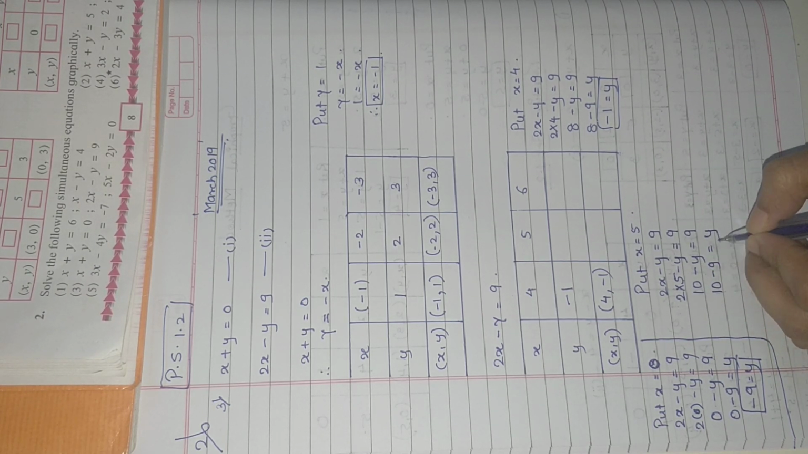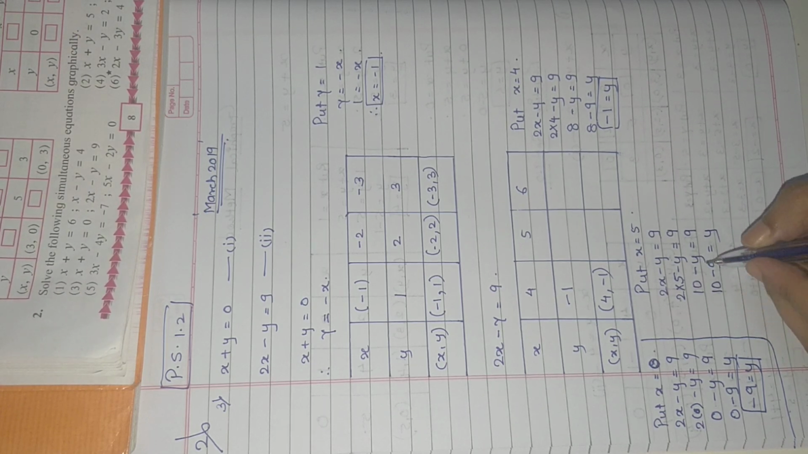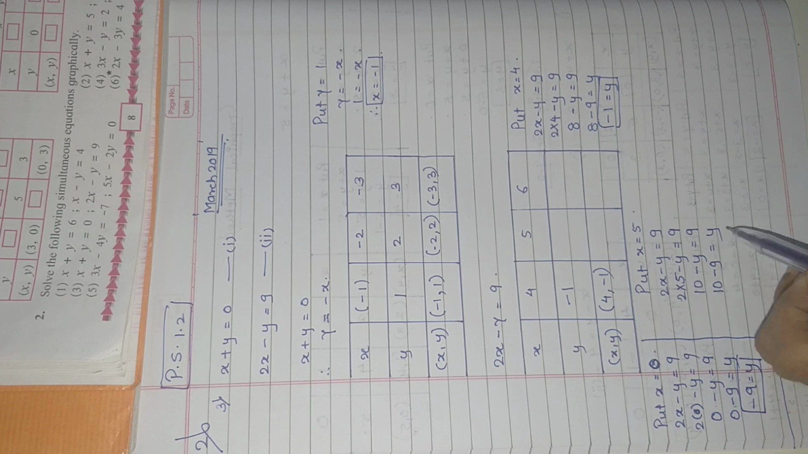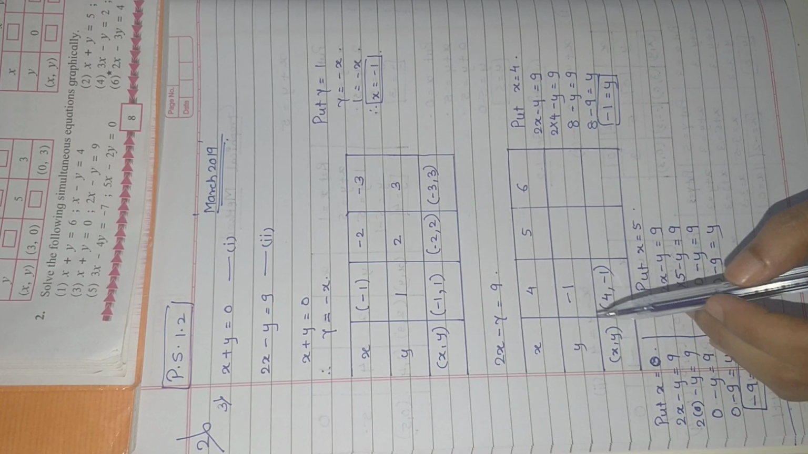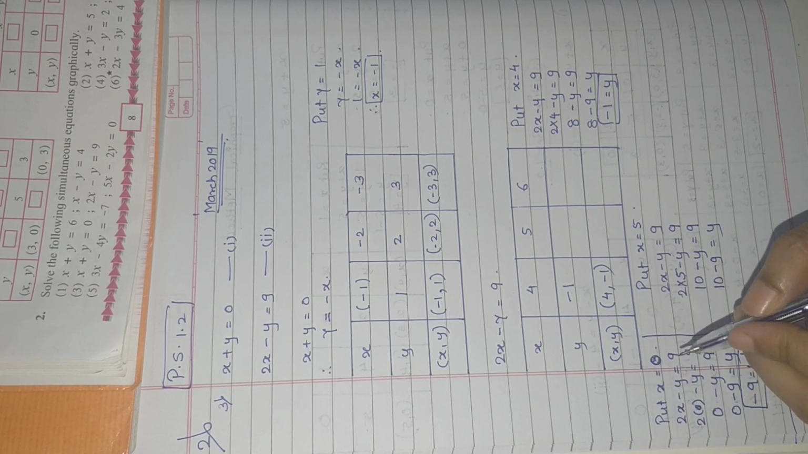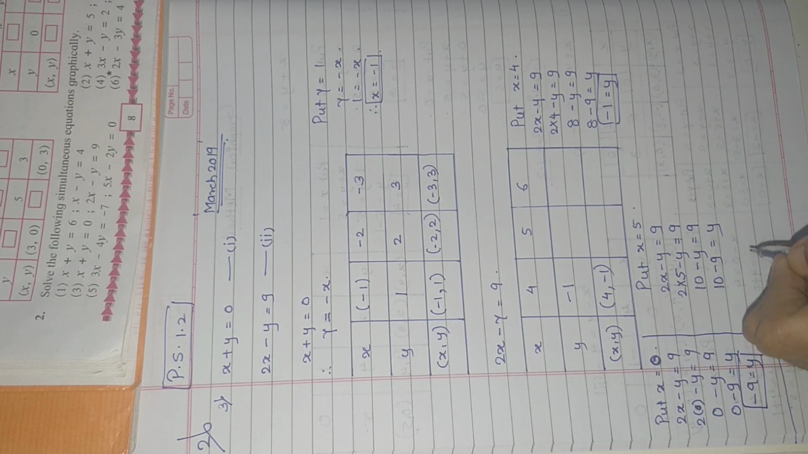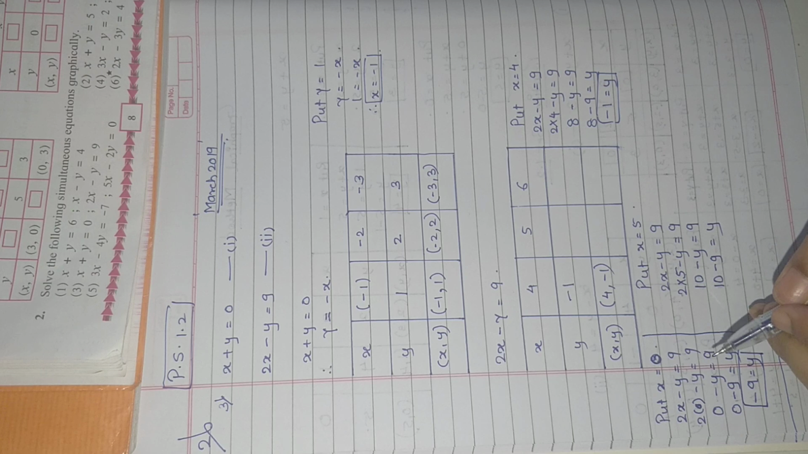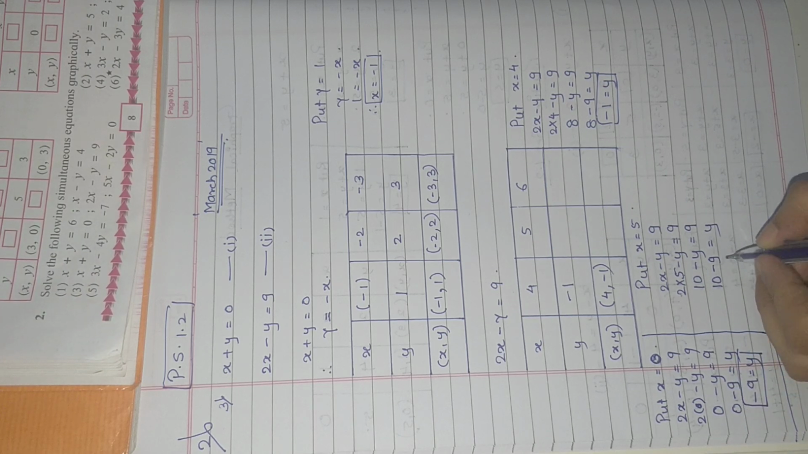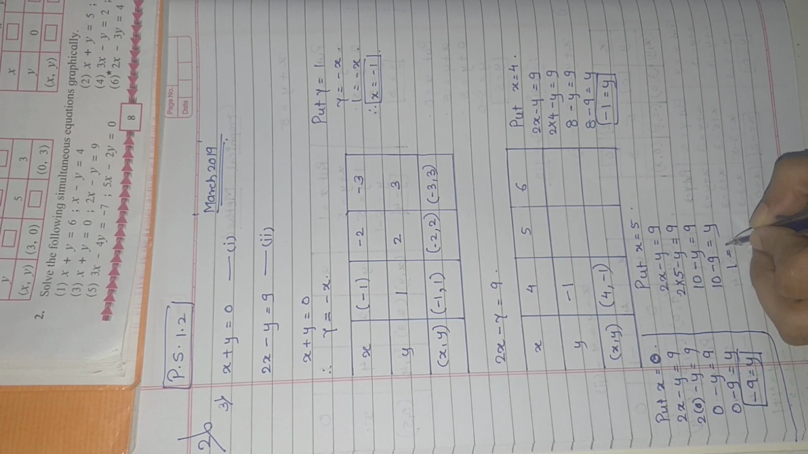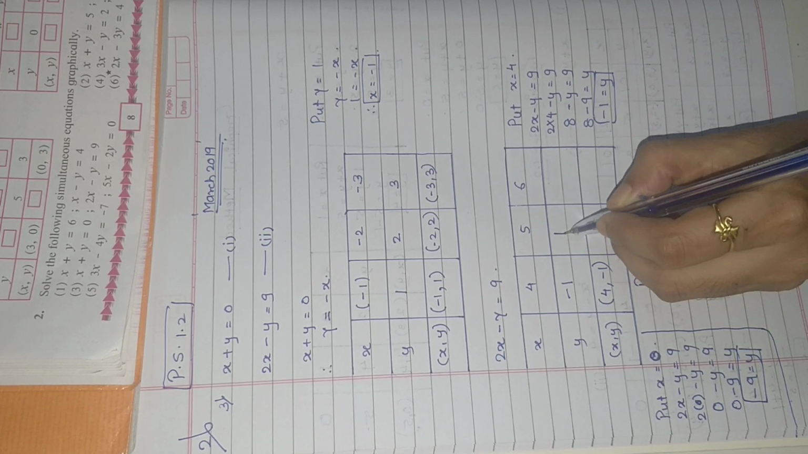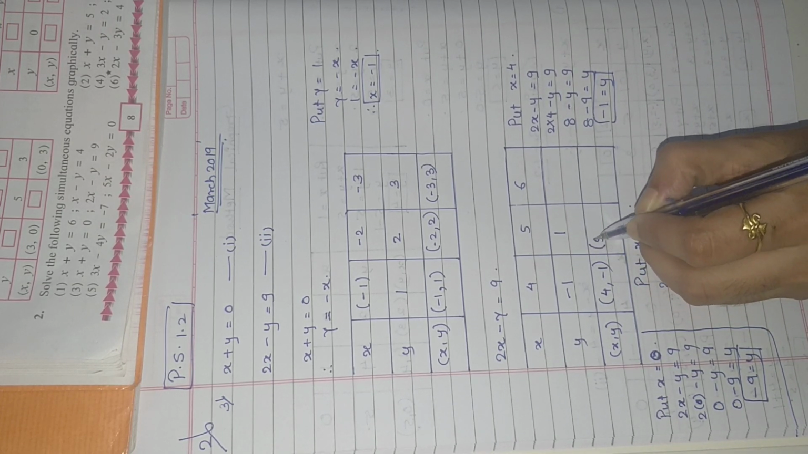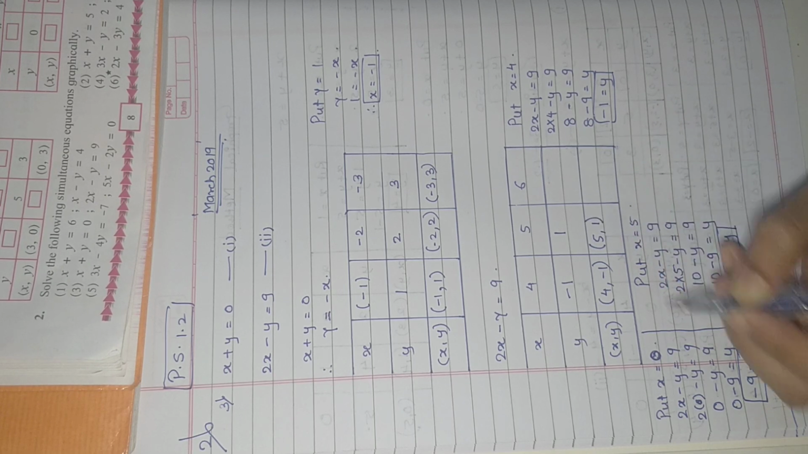Why are we making this? Because we want the y as positive. See, when you make y positive, it becomes easier for you to understand and write the numbers. Otherwise, you may make mistakes in putting the values. So 10 minus 9 is 1 is equal to y. So what value of y did you get? 1. So x coordinate is 5 and y coordinate is 1.